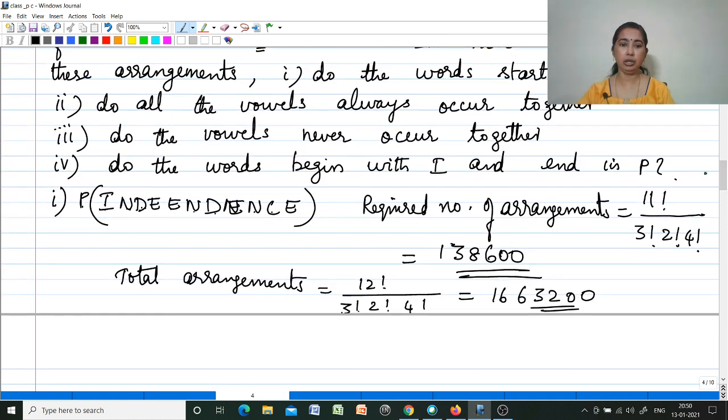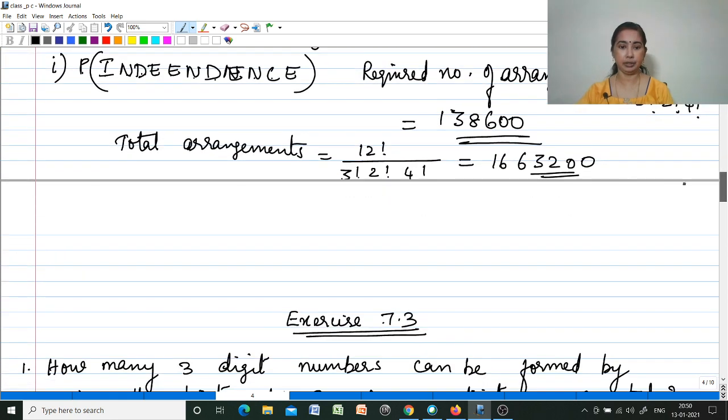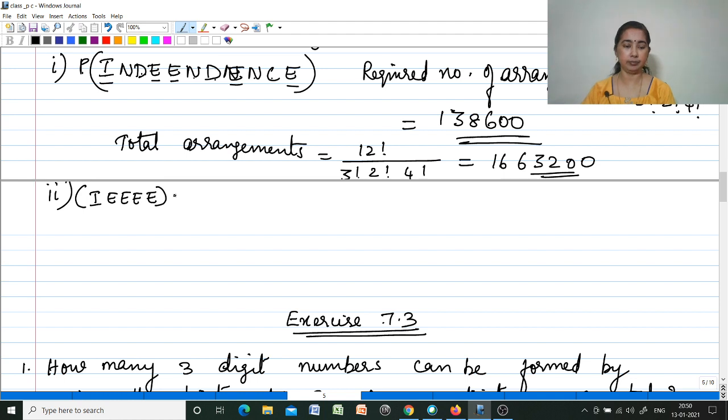Now the second question: do all the vowels occur together? How many different arrangements are there if vowels occur together? So as earlier, we have to do this. How many vowels are here? Vowels E, E, E, E and one I. So all the vowels should occur together, that is I, E, E, E, E, and the remaining letters are N, D, N, D, N, C and P. So these are the remaining letters. How many different arrangements are possible?